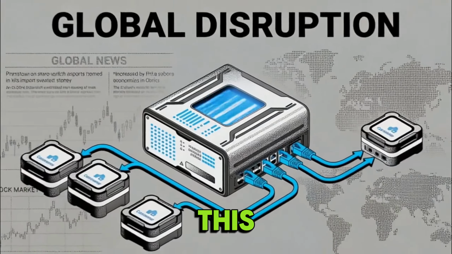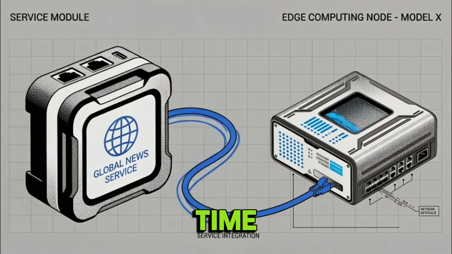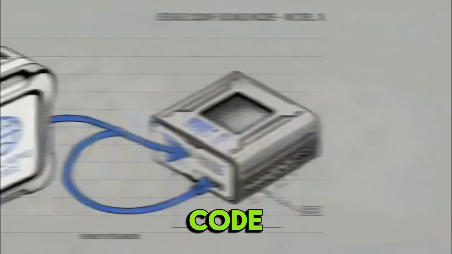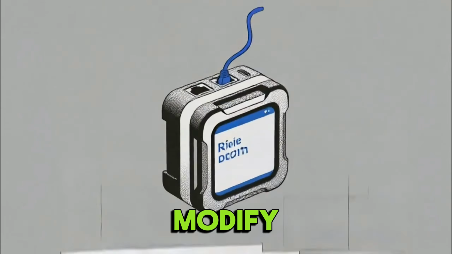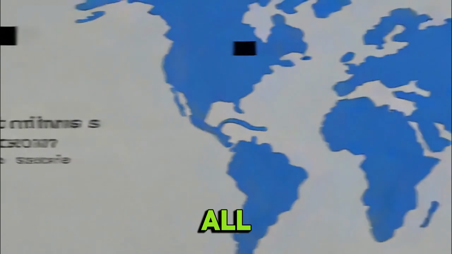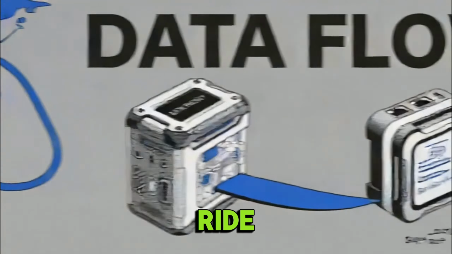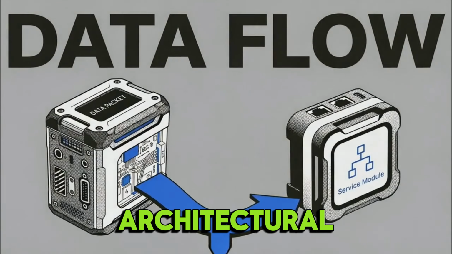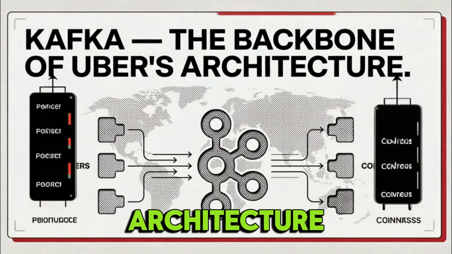The real power of this model is extensibility. You can add new consumers at any time without touching any producer code. When Uber added their driver analytics product, they did not need to modify the ride dispatch service at all. They simply added a new consumer that subscribes to existing ride events. That is clean architectural separation. Kafka, the backbone of Uber's architecture.